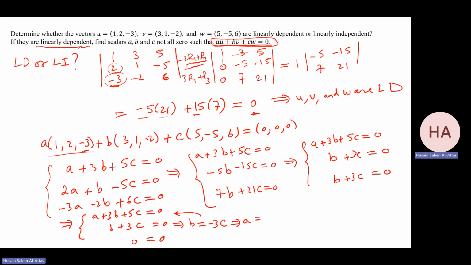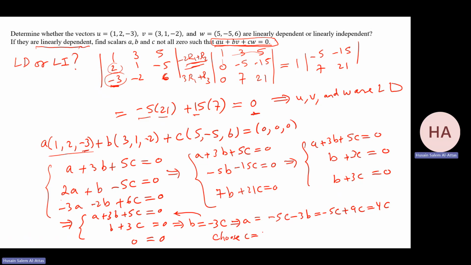Minus 5c minus 3b, where b is minus 3c. So yeah, let me write it. Minus 5c minus 3b. And what is b? Minus 3c. So it will be minus 5c plus 9c. That gives me 4c. So now you can choose c any value.